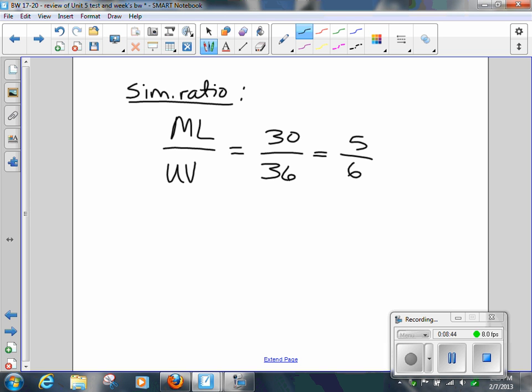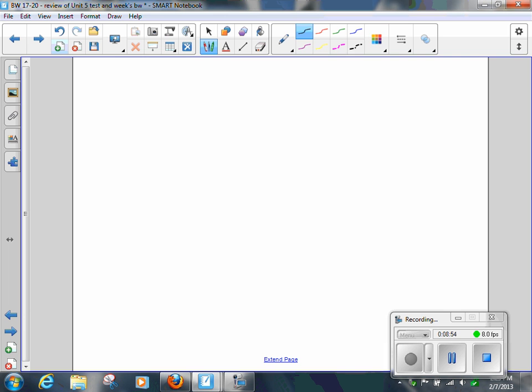Look at number 10. It says, determine whether the polygons are similar. If so, write the similarity ratio and the similarity statement. Folks, what do you have to know about corresponding angles? They have to be congruent. Thank you very much. And the corresponding sides have to be proportional. Thank you. Number 10, are they similar? No, they're not. How come?